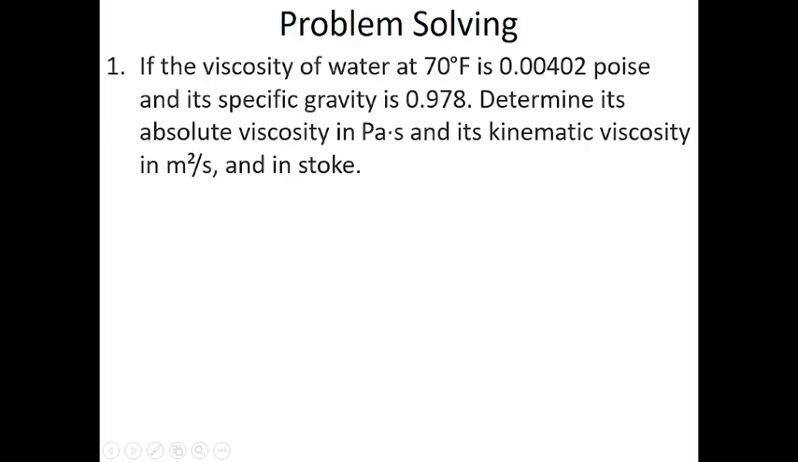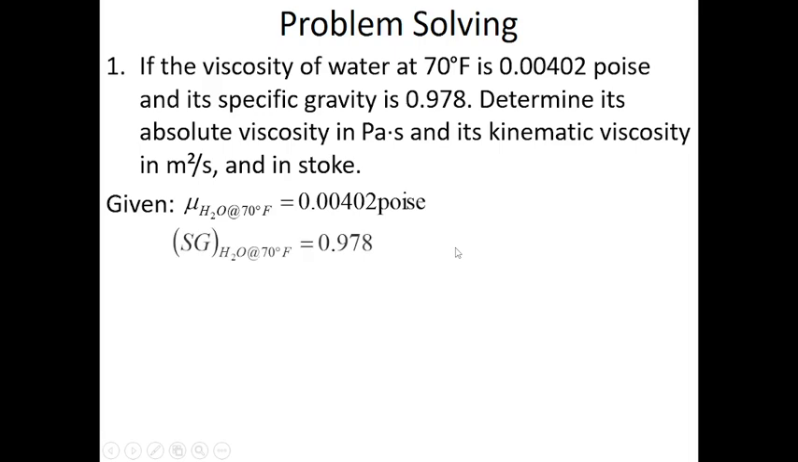So, let's answer a problem. If the viscosity of water at 70 degree Fahrenheit is 0.00402 poise and its specific gravity is 0.978, determine its absolute viscosity in Pascal second and its kinematic viscosity in square meter per second and in Stoke. So given.